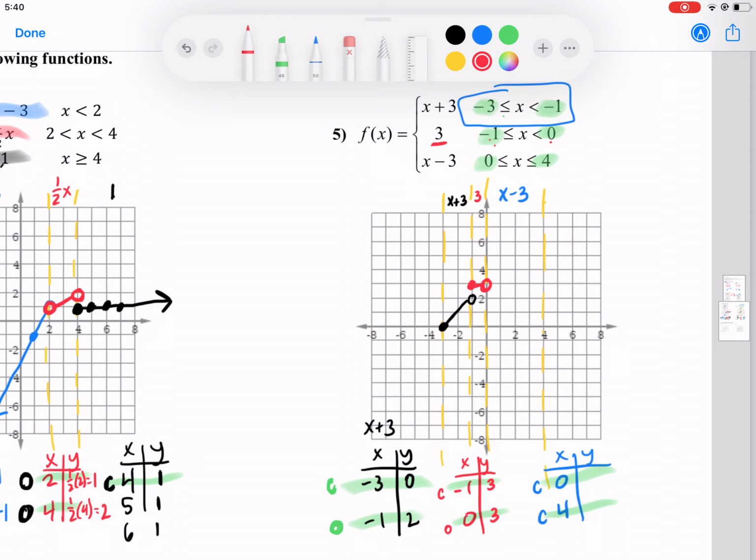And then the last one, we're doing x minus 3. So 0 minus 3 is -3, 4 minus 3 is 1, and they're both closed. So we're going to go 0, -3, and 4, 1, and connect the points just in that section. And there's your graph.